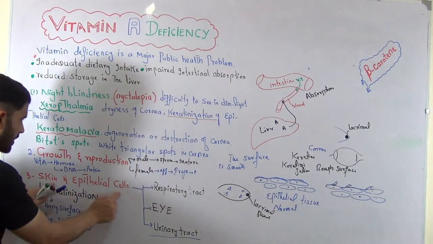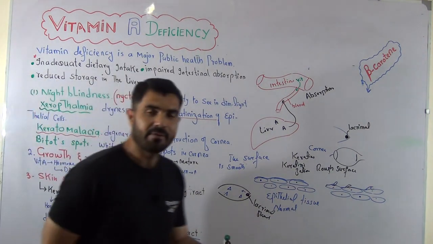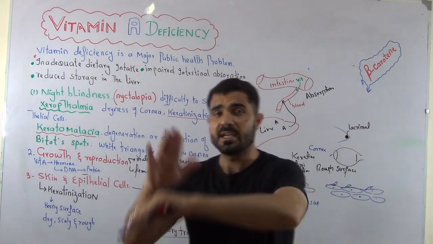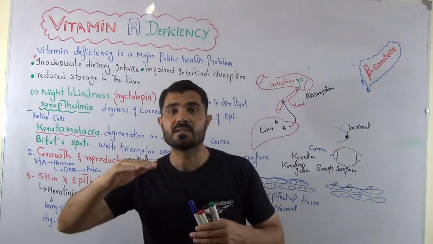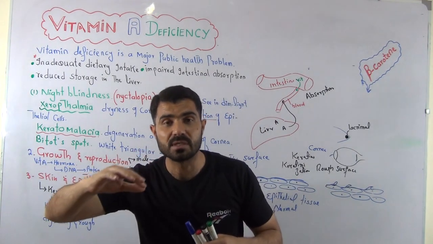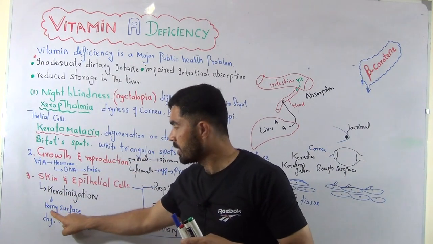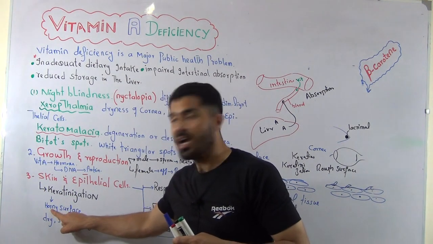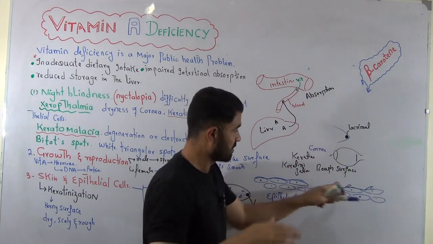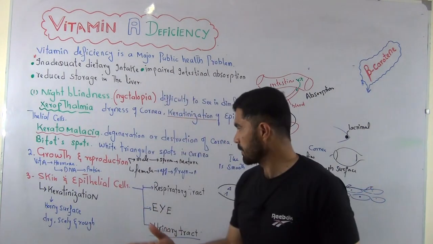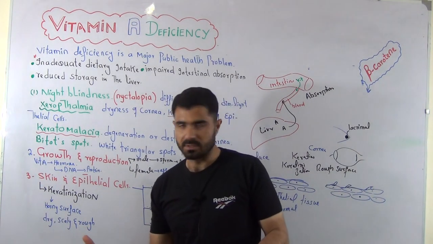And now skin and the epithelial cells. In case of skin, as I have already mentioned, if vitamin A is deficient, your skin contains epithelial cells and the epithelial cells will start producing keratin protein. Keratin protein will make your skin horny. Horny means projections like this, raised projections, a rough type of skin. Scaly and rough skin will be produced. So it actually affects the beauty.